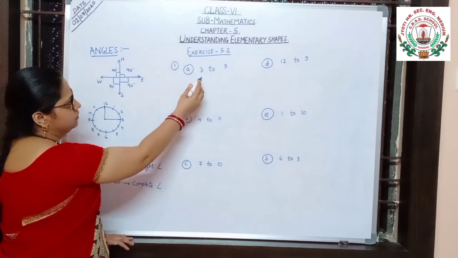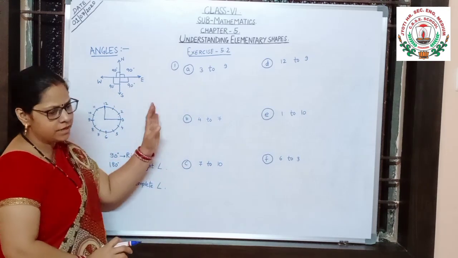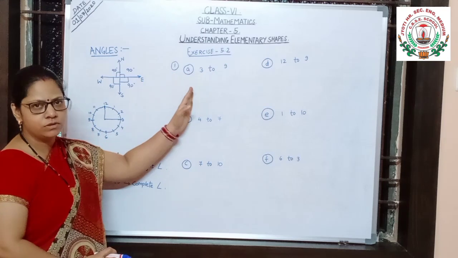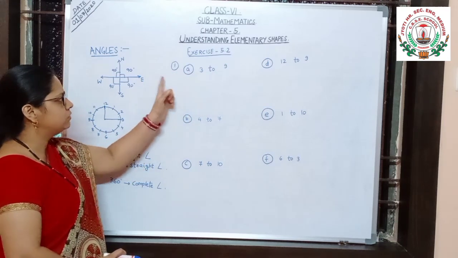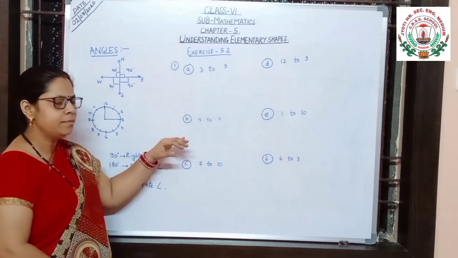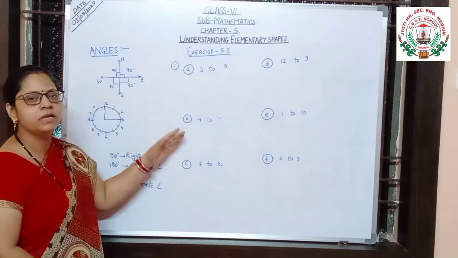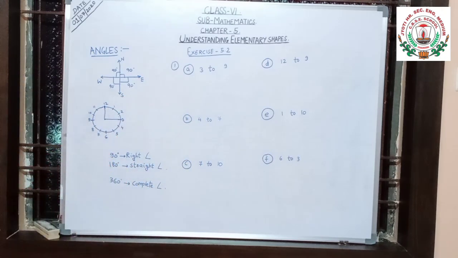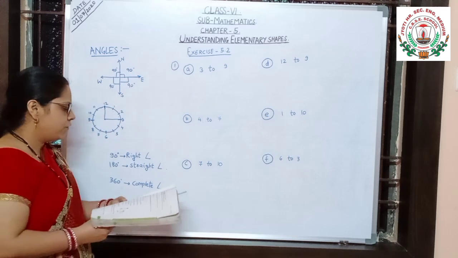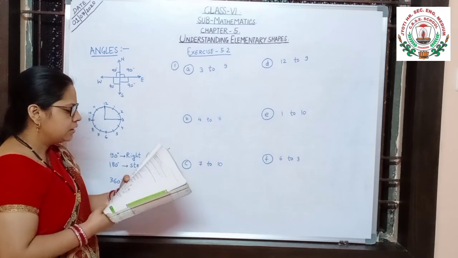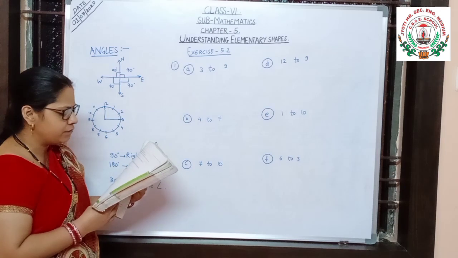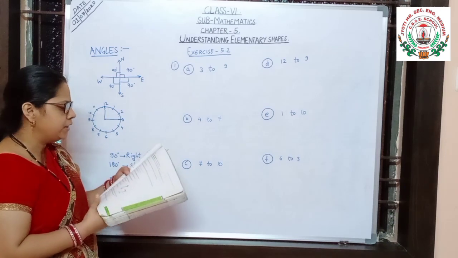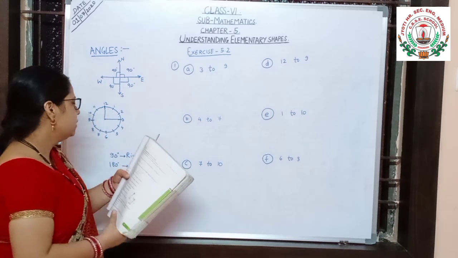Now, let us start the exercise. Here you have to just count the number of units or the angle name or how much angle it will create. That we have to write here. What fraction of a clockwise revolution does the hour hand of a clock turn through when it goes from 3 to 9? 3 to 9.